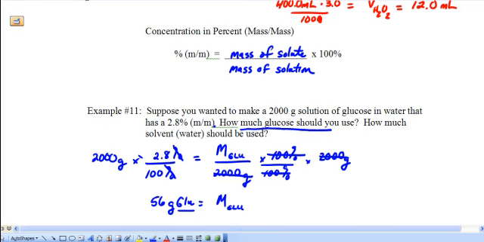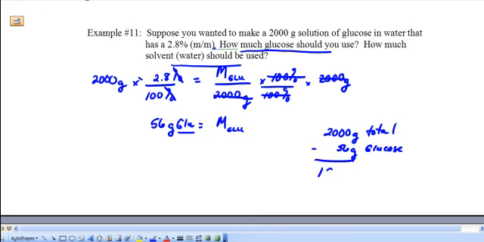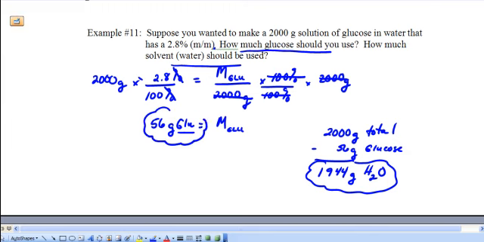So therefore, we know that we need 56 grams of glucose. That's the first question. But now the second question says, how much water should be used? Well, we know that you have 2,000 grams total, and if 56 of those grams is the glucose, then that must mean that the remaining 1,944 grams must be our water. So if you wanted to make 2,000 grams of 2.8% glucose solution by mass, you would take 56 grams of glucose, you would take 1,944 grams of water and mix them together.